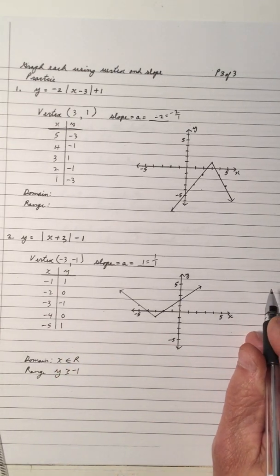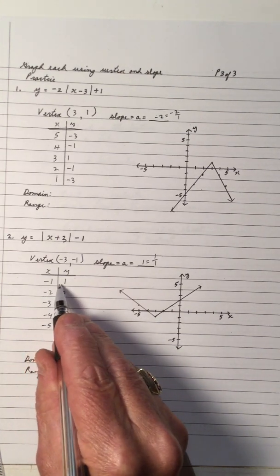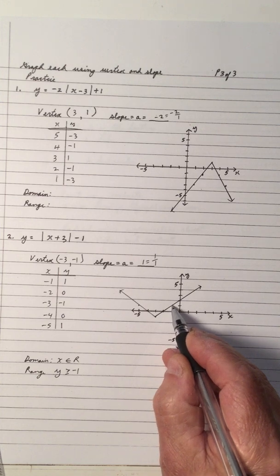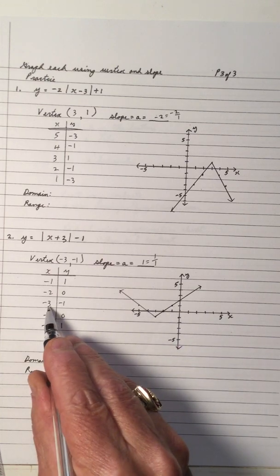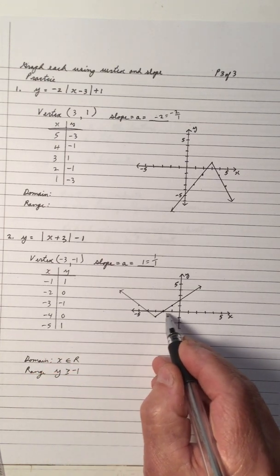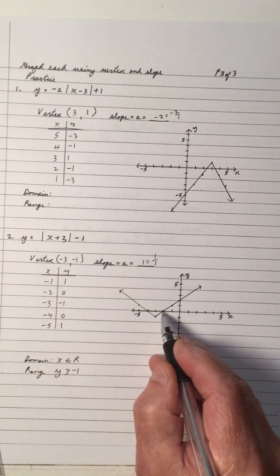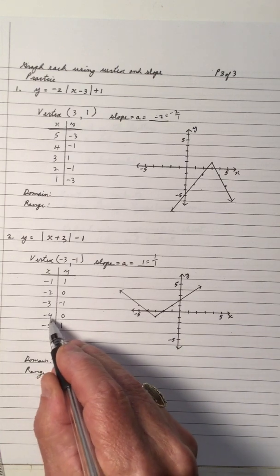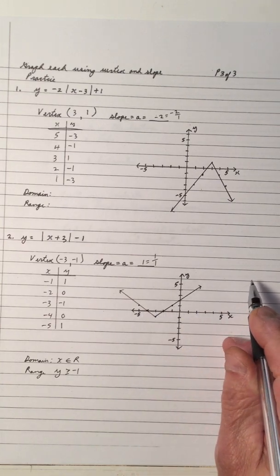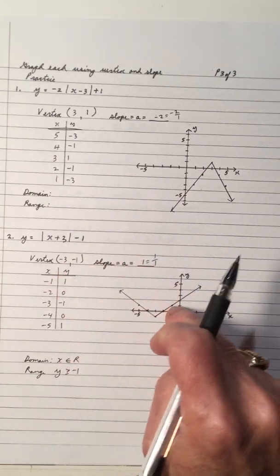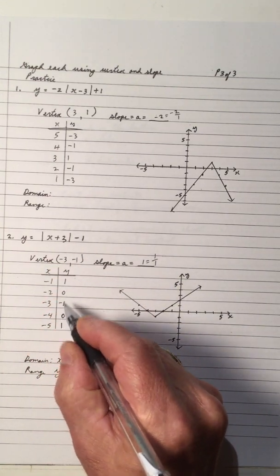Okay, let's check the points. Let's check this point. Negative 1, 1. X is negative 1, y is 1. Perfect. Negative 2, 0. X is negative 2, y is 0. X is negative 3, y is negative 1. X is negative 4, y is 0. Perfect. X is negative 5, y is 1. So graphing it using the slope and the vertex, you can, but the table of values is also a way to do it too, putting the vertex in the middle and working out the other values.